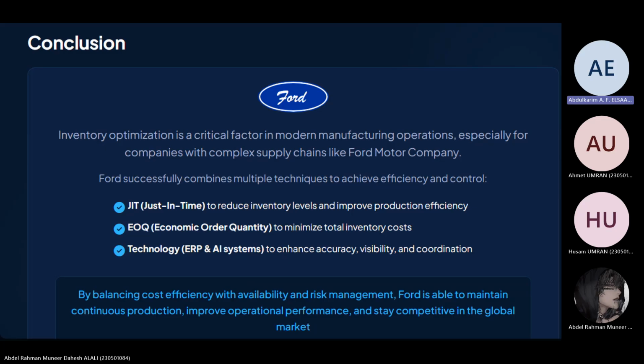In conclusion, inventory optimization is very important to companies like Ford that operate in global supply chains. Ford uses different techniques such as JIT, EOQ, and technology systems like ERP and AI to improve efficiency and reduce costs. By balancing cost efficiency with risk management and flexibility, Ford can maintain smooth production, improve operational performance, and stay competitive in the global market. And now with Ahmed.